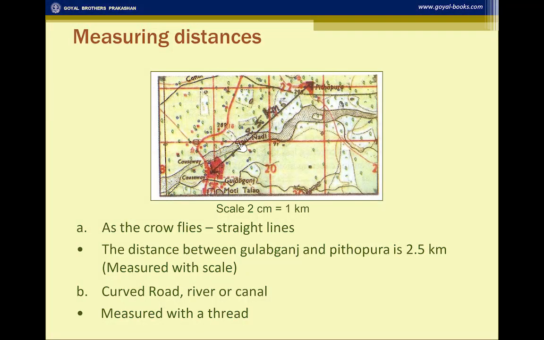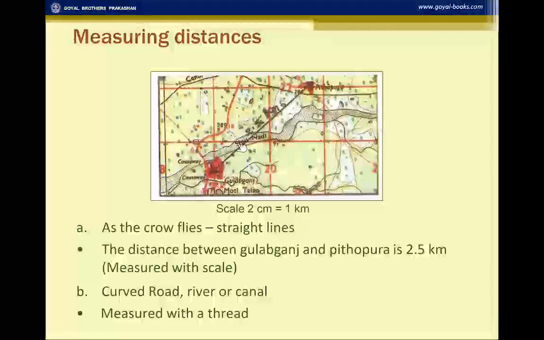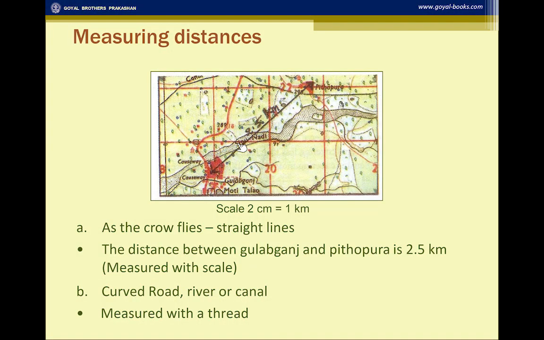As we had done, the scale is given below the survey sheet. What you can do is see the center of Gulabganj, see the center of Pithopuram, measure it with the scale and put it on the scale which is given in the survey sheet at the bottom. Put it on 0 and see how many complete kilometers it is. It is 2 kilometers. And then mark it again and put it on 0. You will see it is covering 5 small boxes. That means the distance is 2 kilometers and 500 meters, or 2.5 kilometers.